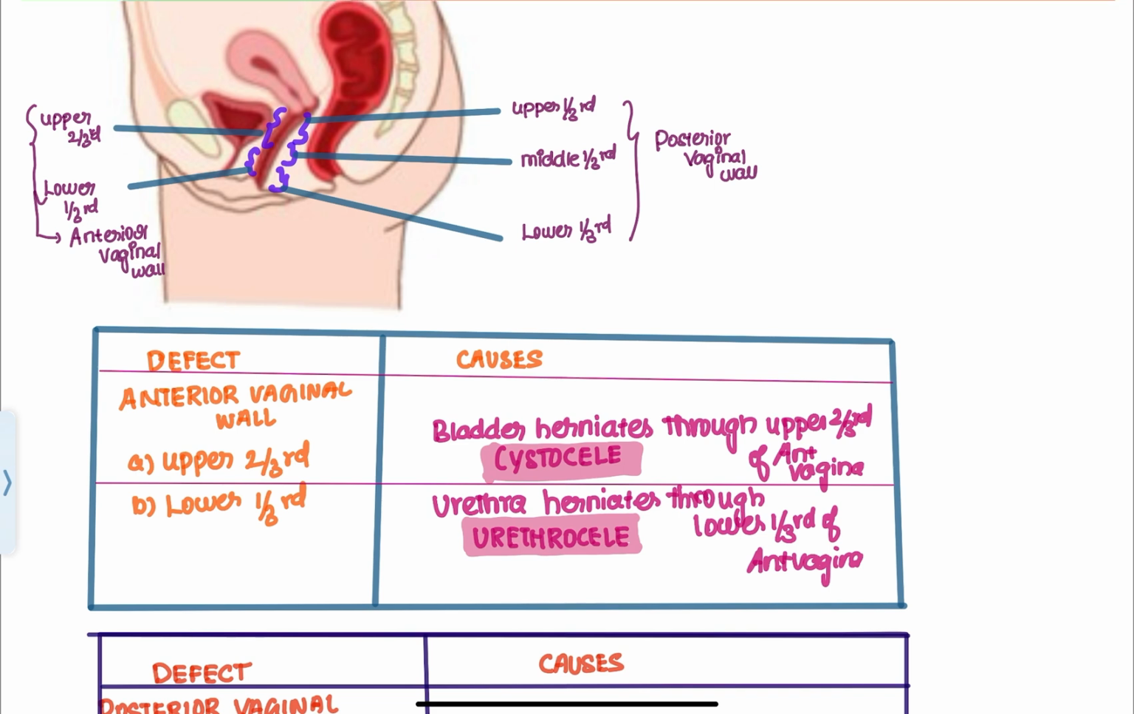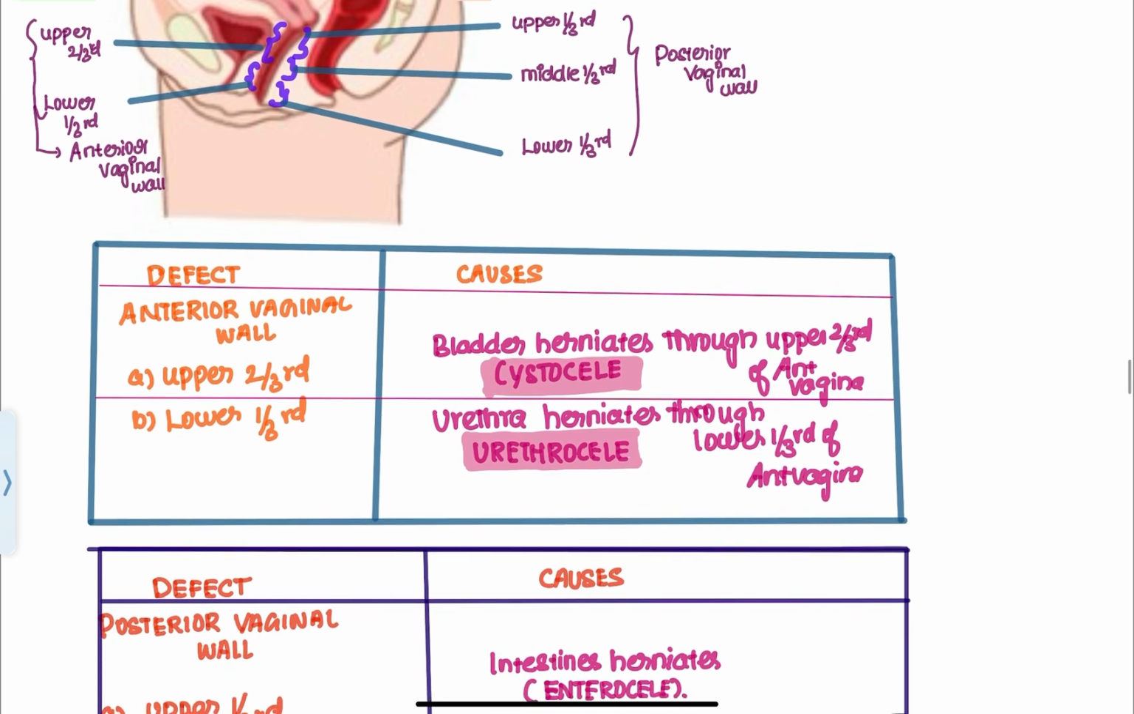Fine. Now, if the lower one-third portion of the anterior vaginal wall gets weakened and prolapses, what is the structure immediately near to it? It is the urethra. As you can see here, this is the urethra. So if the urethra herniates through the lower one-third portion of the anterior vaginal wall, it is called a urethrocele. If anything herniates, you use the term cele. If the bladder herniates, it is called a cystocele. If the urethra herniates, it is called a urethrocele. Clear? Fine. Now, moving on to the posterior vaginal wall.